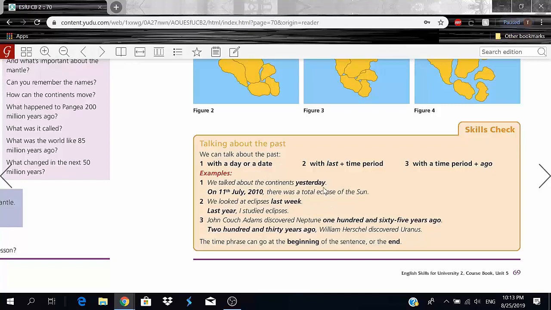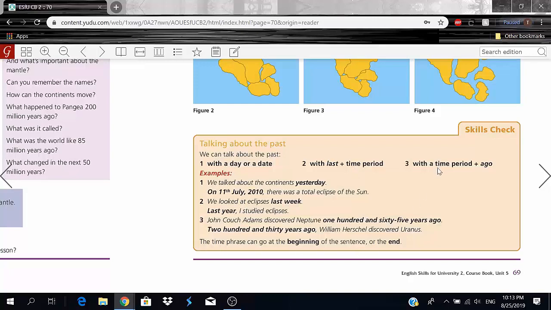Okay? Now, let's go with number 2. We looked at eclipses last week, right? Adding the word last. Or I could also say a time period. So, for example, last year I studied eclipses. With adding the word last, I could probably say I played soccer last week. Last year, I got 97, right? As in, marks or whatever. Okay? So you could use last and a specific time period.